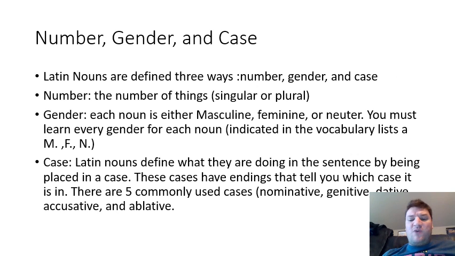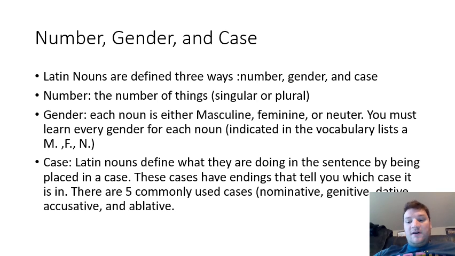So how do we know what a word is doing in a Latin sentence? Well, there are things called endings that they have to have, and each of these endings and nouns are defined in 3 different ways: number, gender, and case. The endings that go along with the word are only going to be plural or singular, which is the number, masculine, feminine, or neuter, which is the gender, and the case. And those have to be memorized, unfortunately, but they're pretty easy.